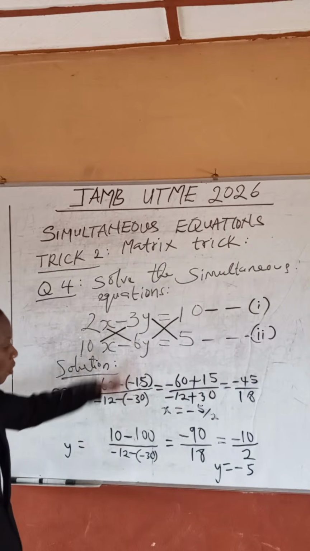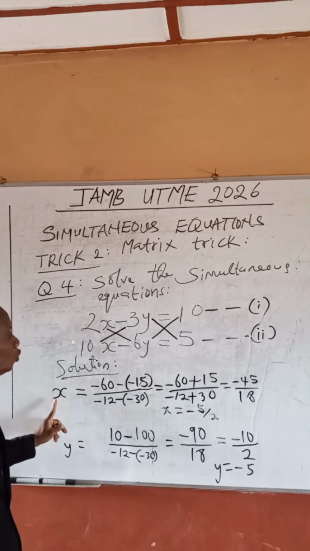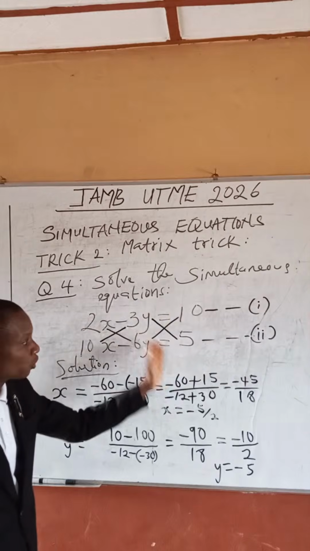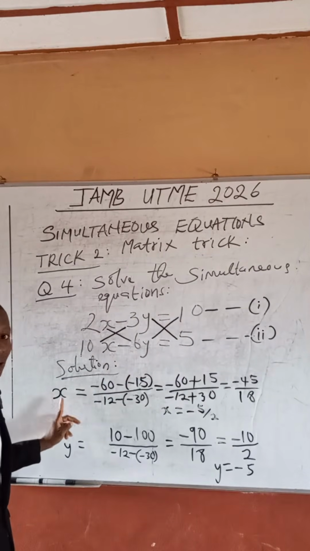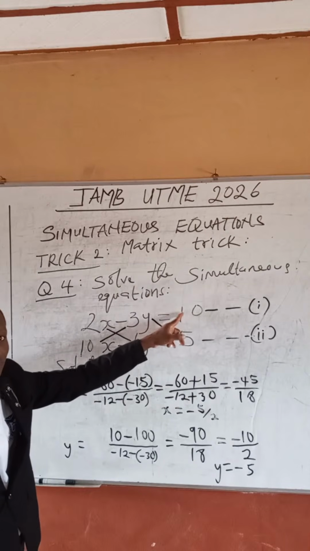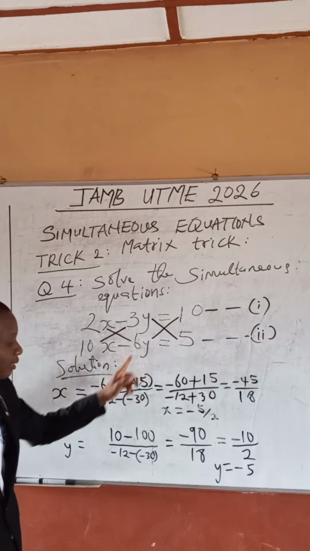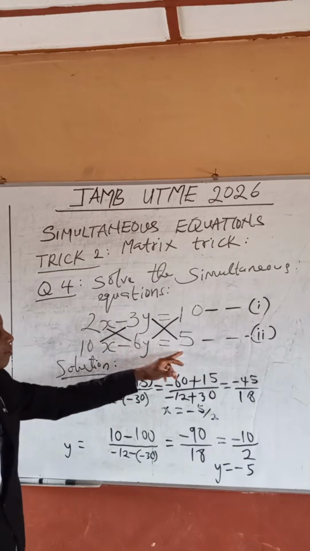That is the aim of the whole of this thing. When finding the value of x, use the coefficient of y to multiply the constant. Cross the coefficient of y when finding x. And when doing it, start with the first constant here, with this. Okay, that gives us minus 60, which is what we got here. Then cross it with this, that's minus 15.